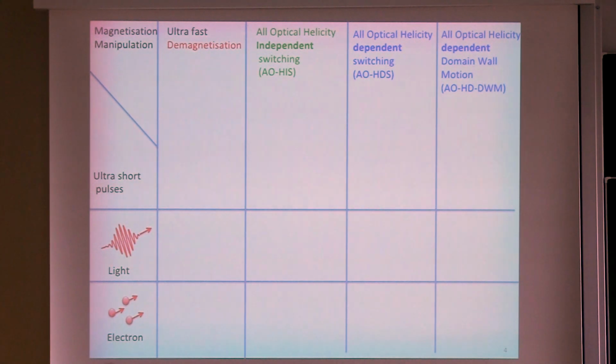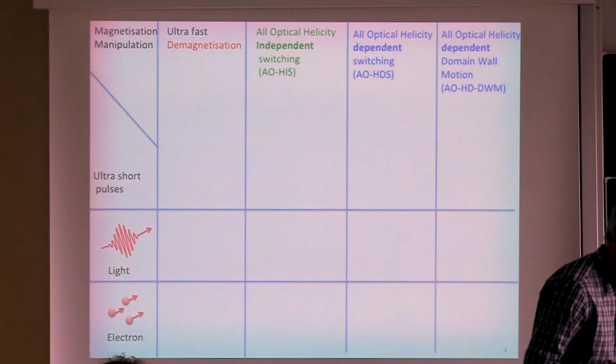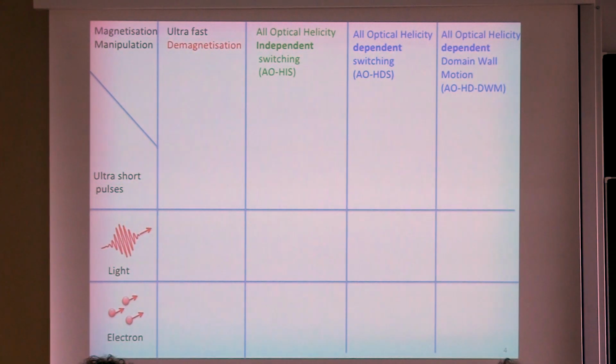And so the goal of this tutorial is going to be to fill this table. Okay, we're going to look at three different types of magnetization manipulation: demagnetization, what I've called all-optical helicity-independent switching, so that you can switch the magnetization and the helicity does not matter. And the third one, where we can see all-optical switching, but this is helicity dependent. So three different types of manipulation. And I added a fourth one where we look at domain motion using this femtosecond light.